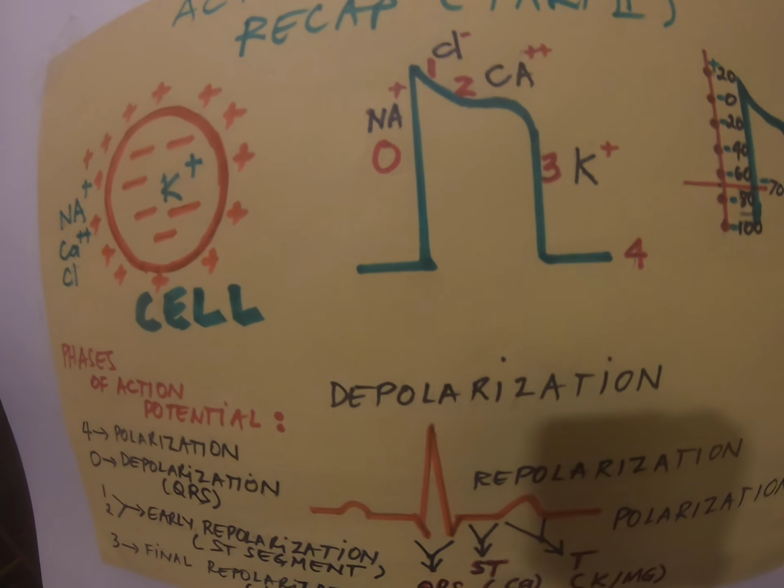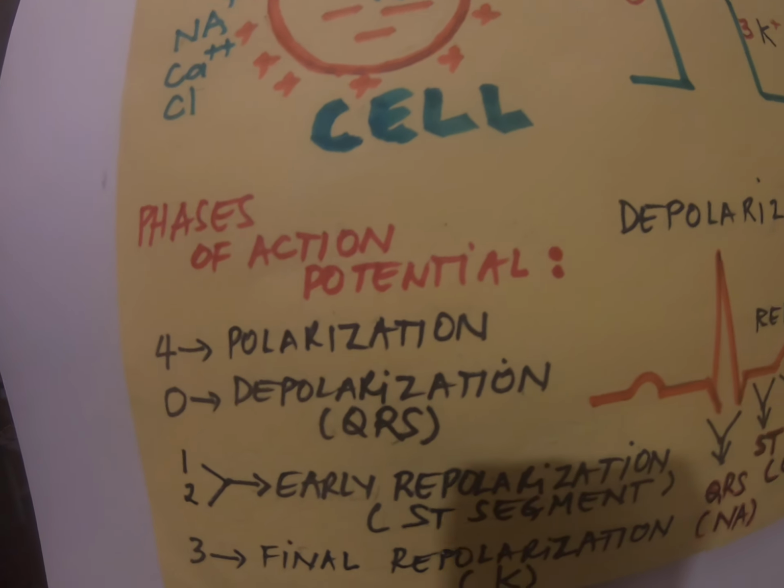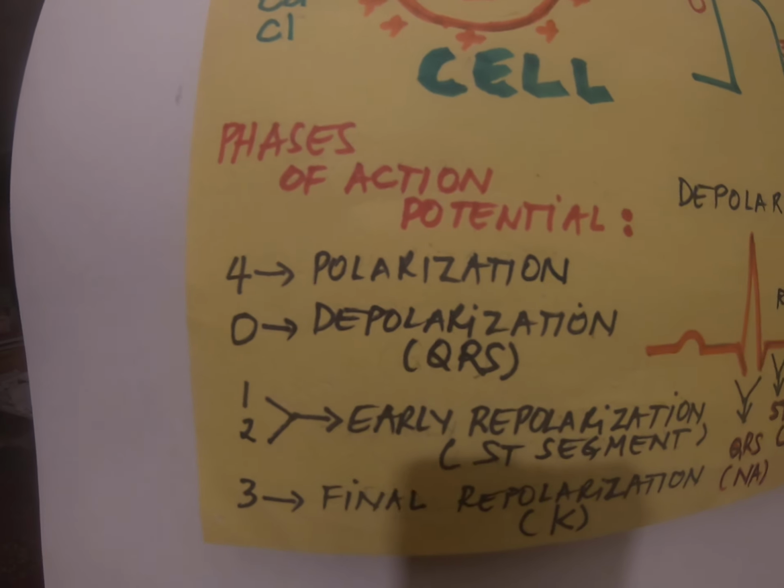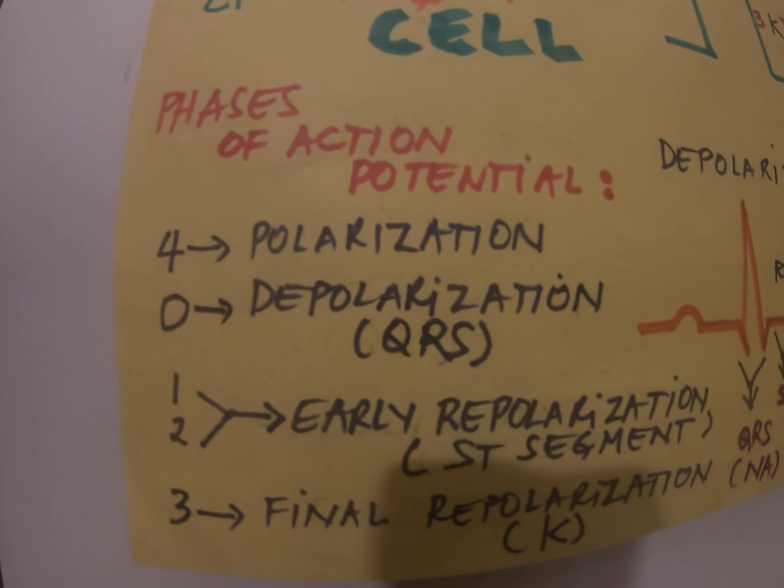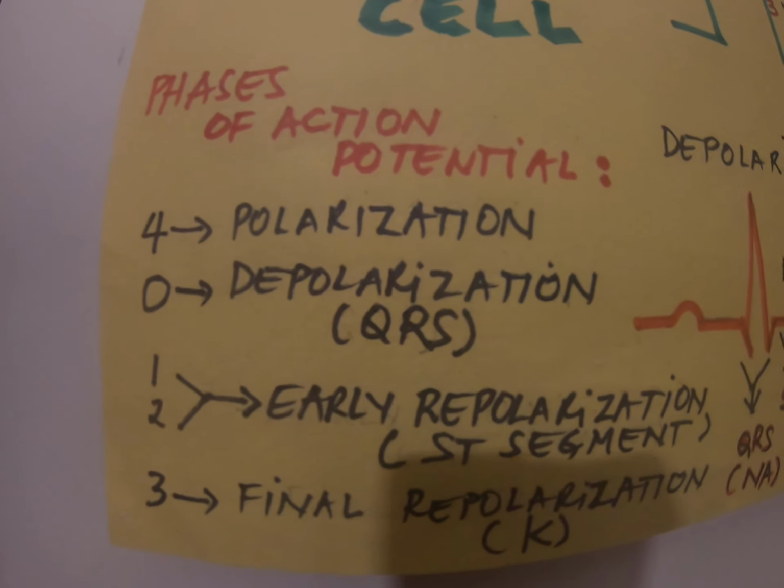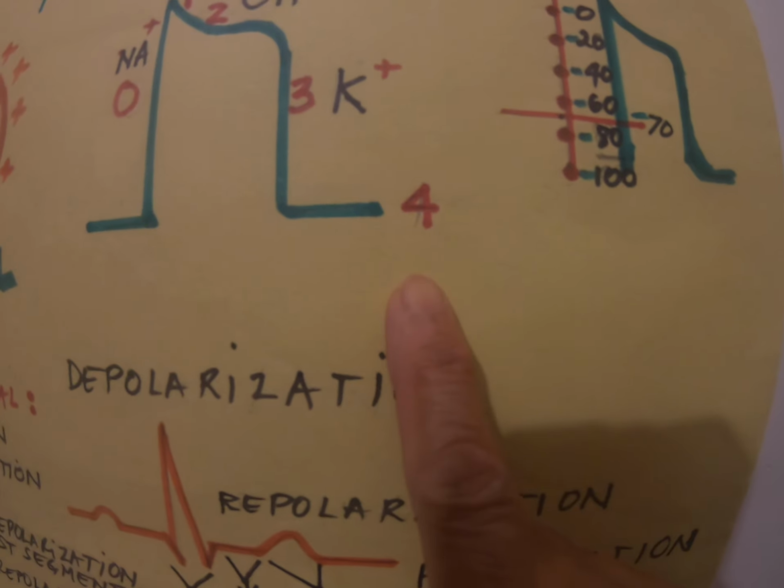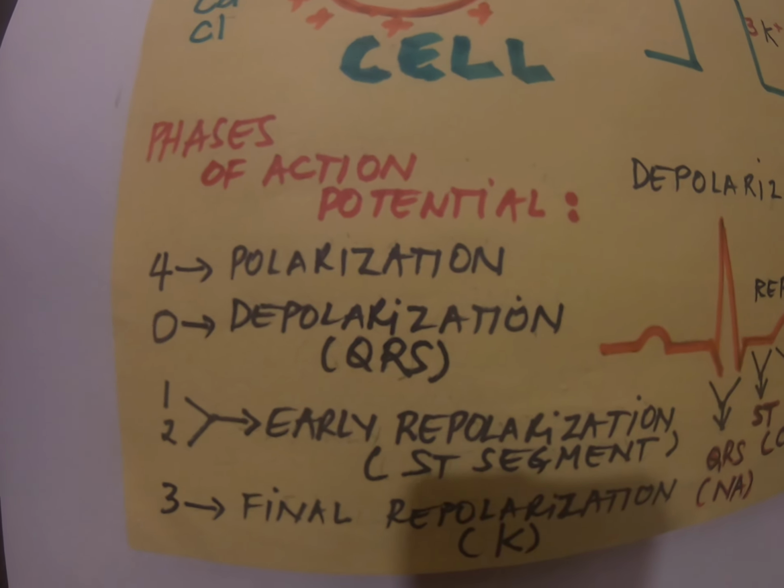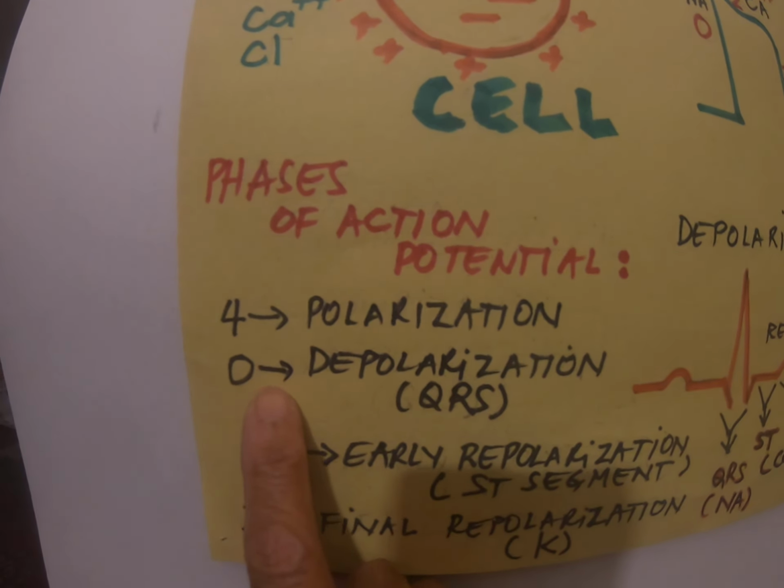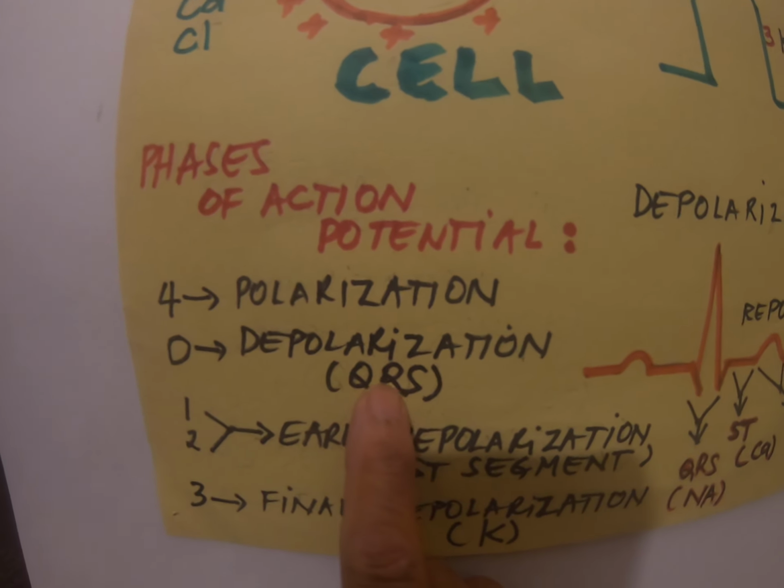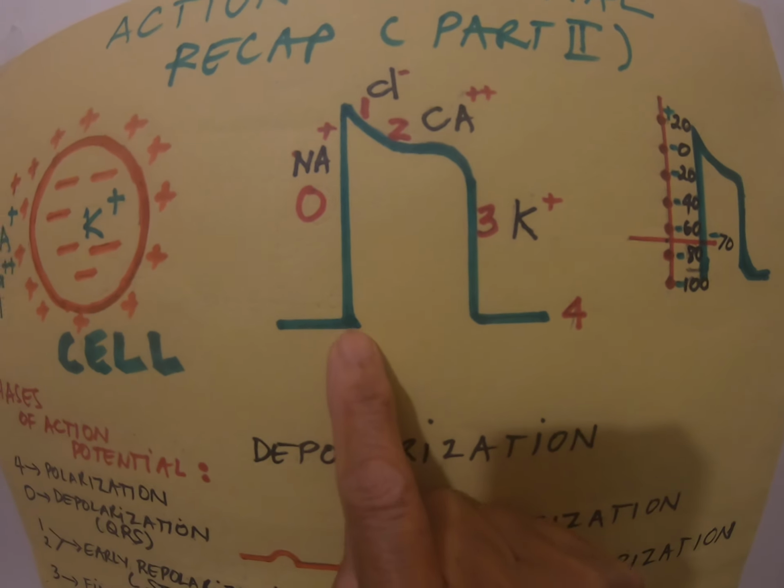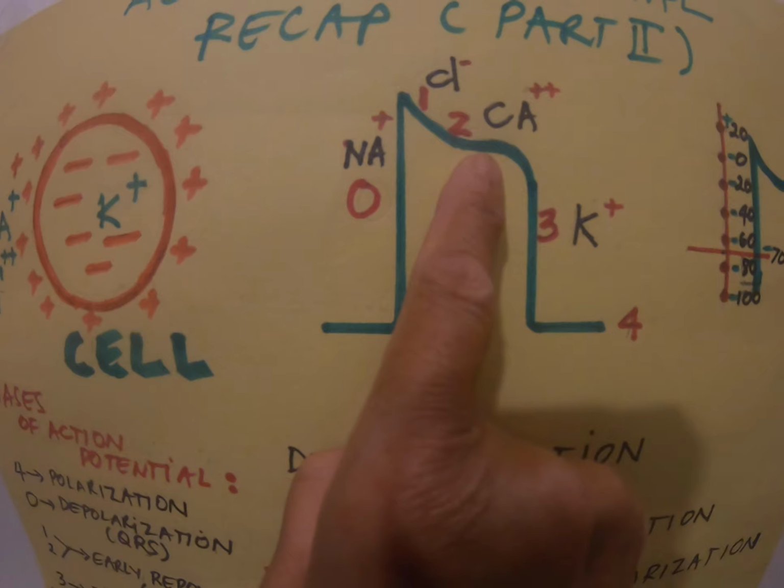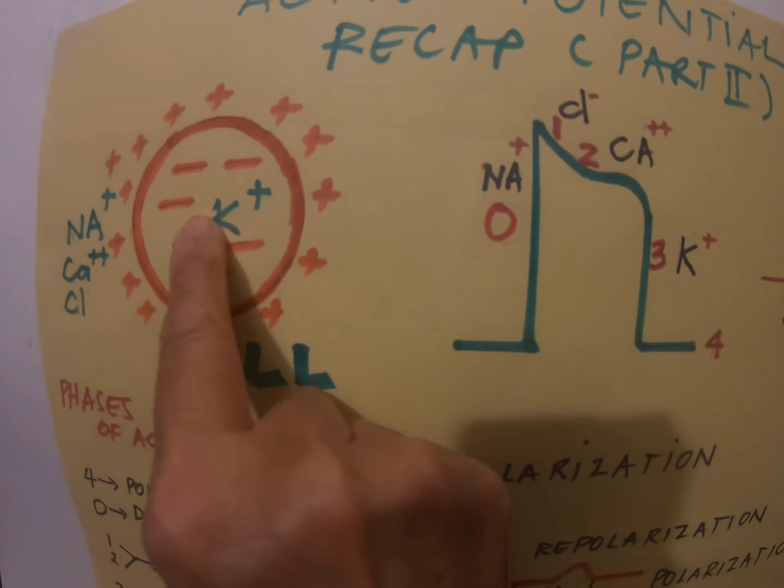So going back to these stages, the phases of this action potential. Number 4 is polarization. That means the cell can be stimulated anytime. Then number 0 is depolarization, or the QRS in the ECG. That is the sodium entry. This is the depolarization. Sodium is getting into the cell.